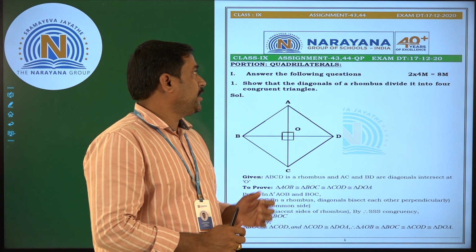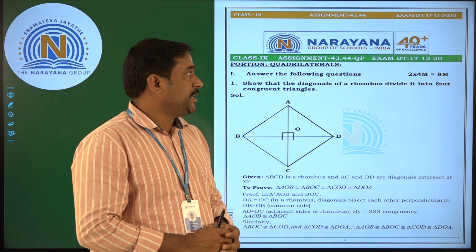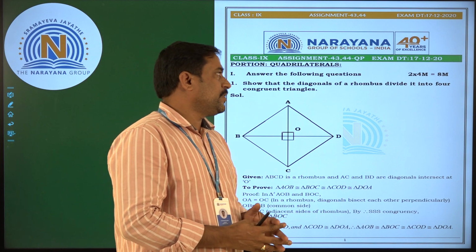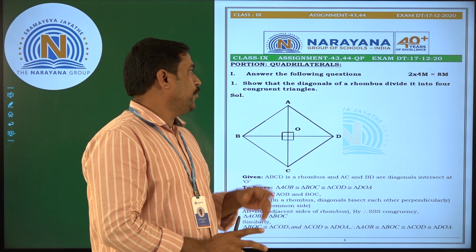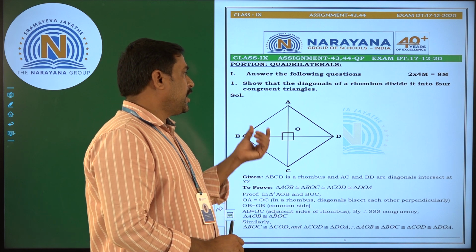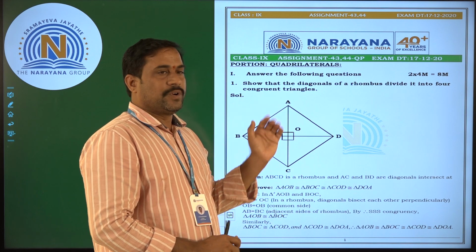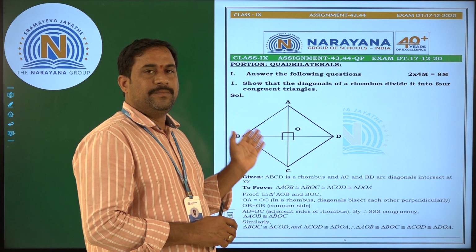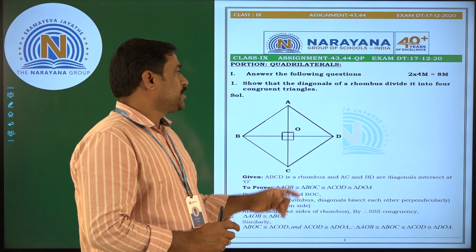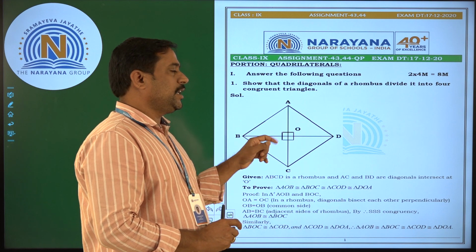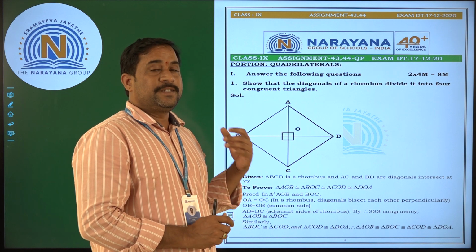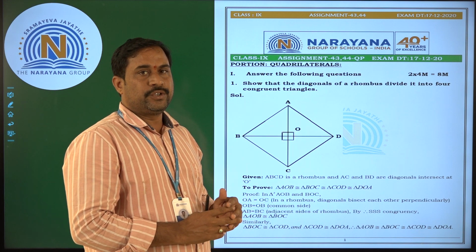I am going to explain the 9th class assignment dated 17th December. Show that the diagonals of a rhombus divide it into 4 congruent triangles. For that, I am taking ABCD as a rhombus, and AC and BD are diagonals which intersect at O. So here I am getting triangles AOB, BOC, COD and DOA. These 4 congruent triangles I need to prove.